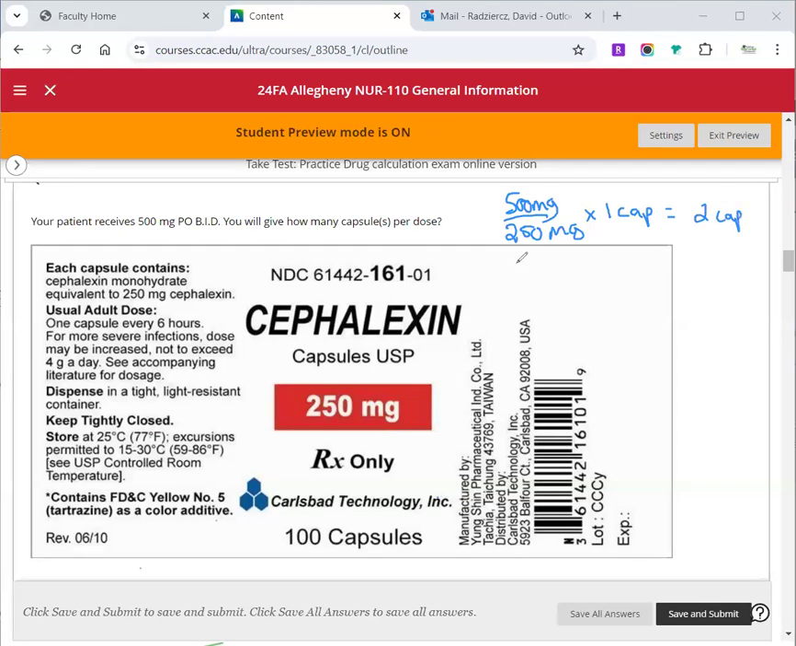And then again, if you're doing dimensional analysis, I usually just set it up like I always start with my order. You can start with whatever you like, and then I'll convert my milligrams to capsules. So 1 capsule is 250 milligrams. It still gives me the same answer.